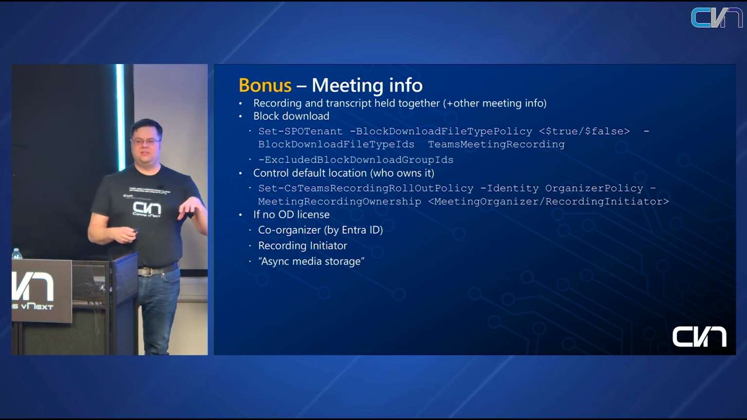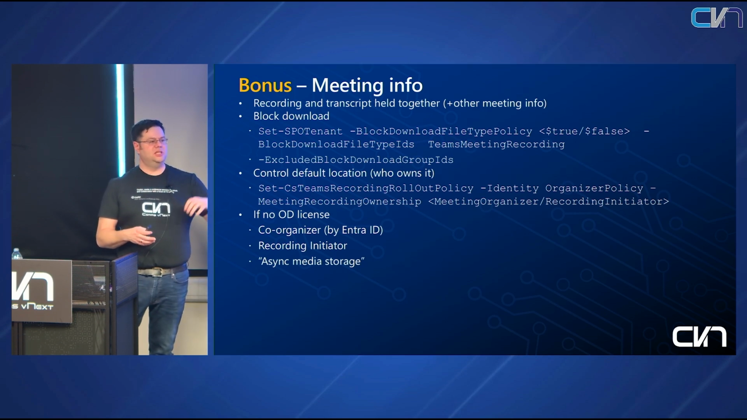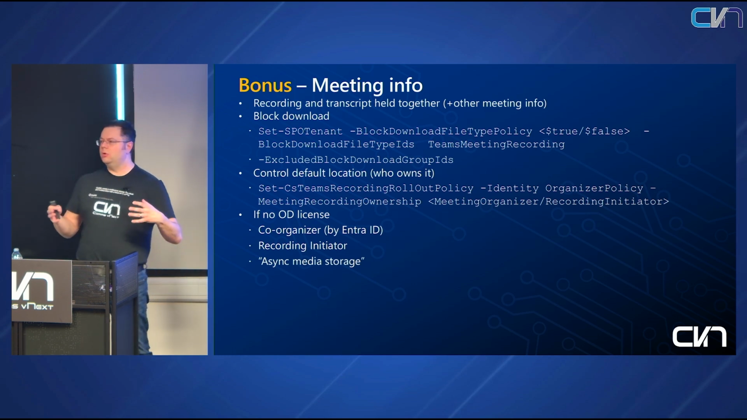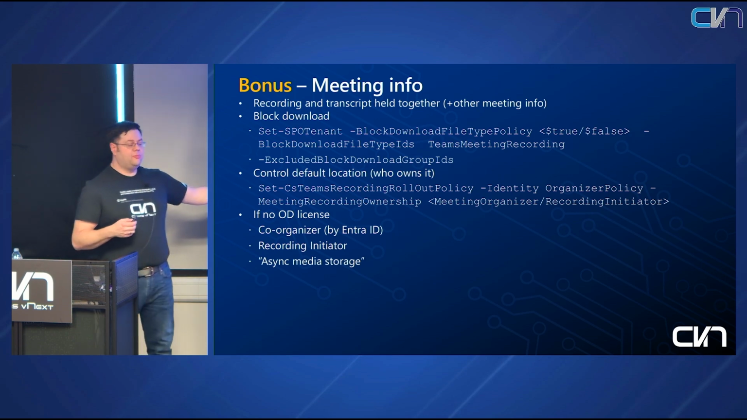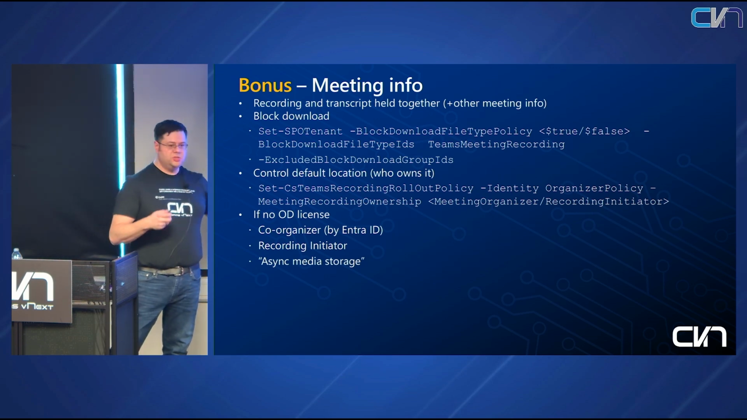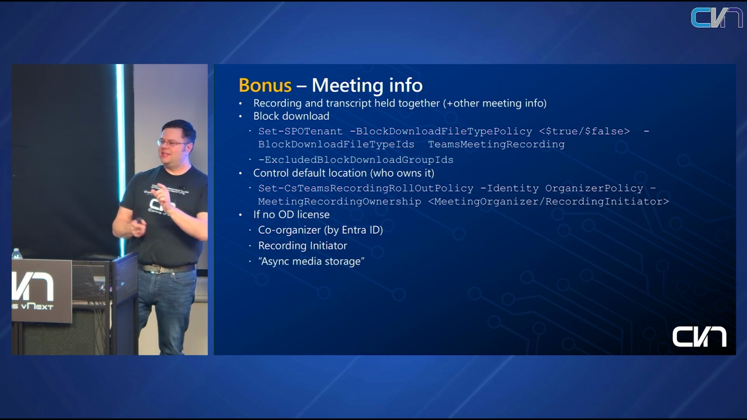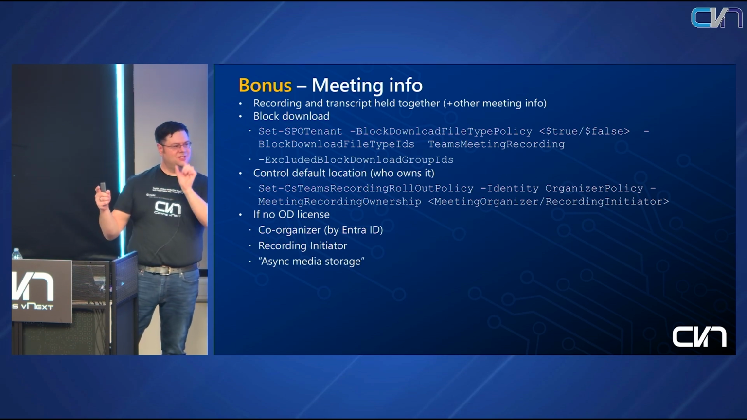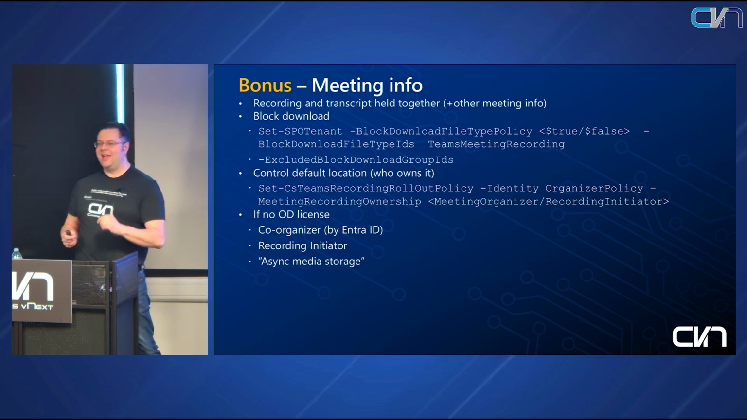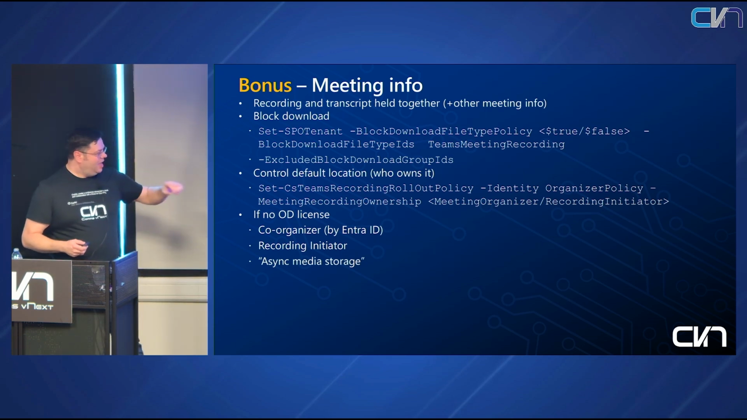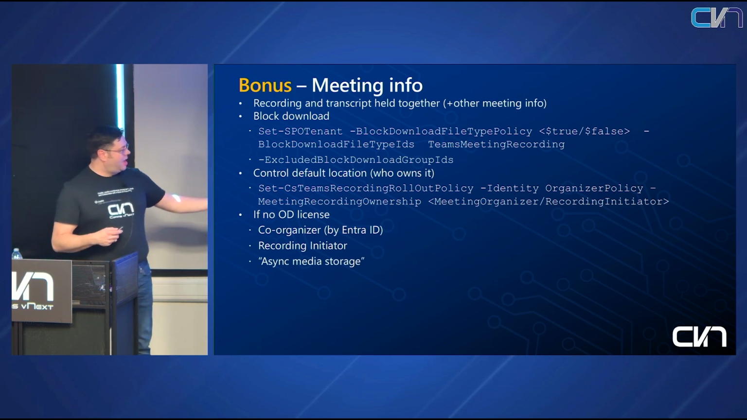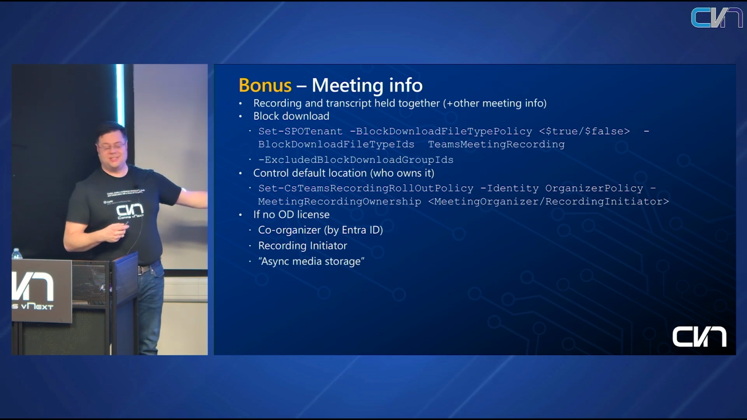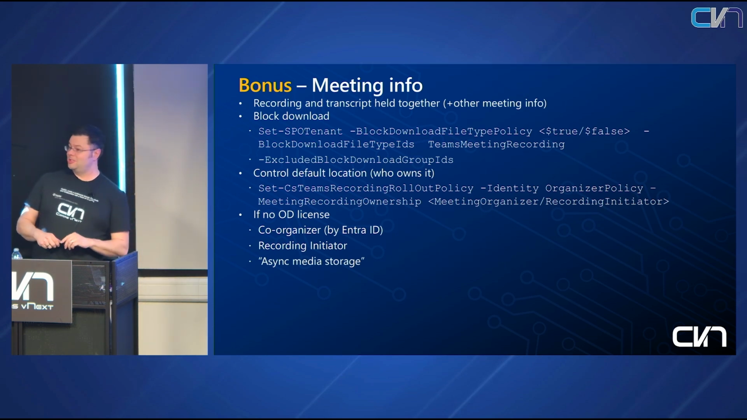So there's the ability to specify other people who are responsible for the meeting alongside the creator, right? The creator is by default the organizer. You can add in this role called a co-organizer who has controls over most of the functionality in the meeting. If you have more than one co-organizer, it goes by the hierarchy of the first letter of the Entra GUID for that account to determine which co-organizer it selects to put that against. If not, it goes against the person who initiated the recording. And if nobody has a OneDrive for Business license, it goes into an async media storage location.